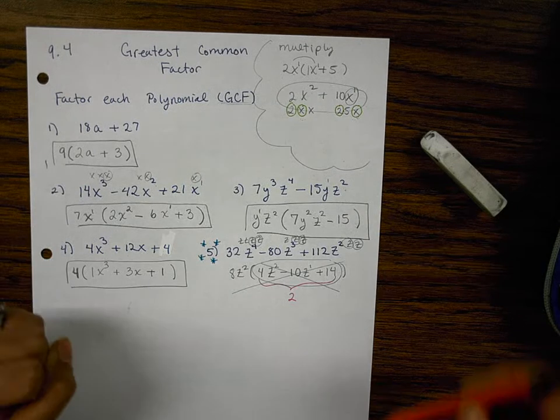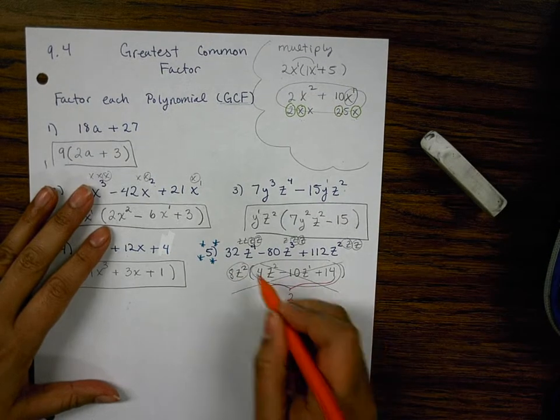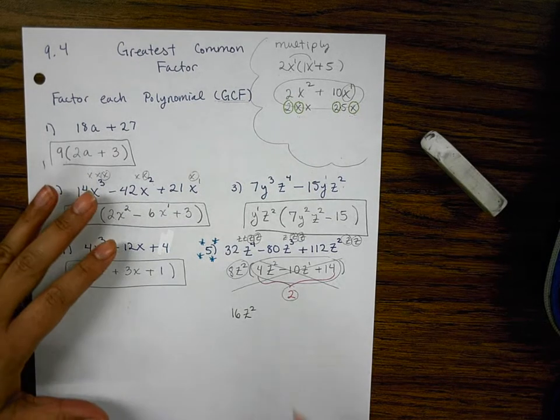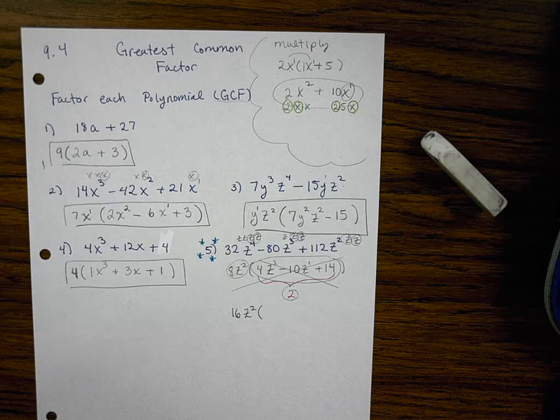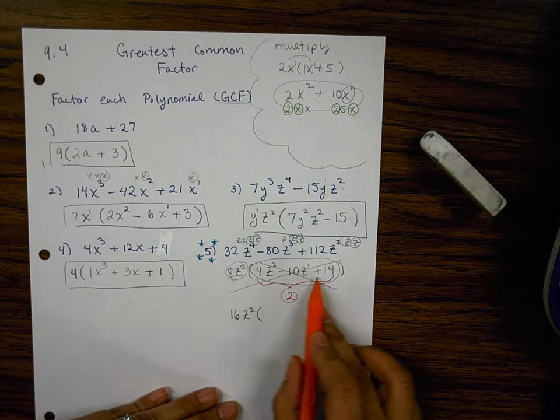Yes, 8 was a common factor, but it's not the greatest common factor. So here's a trick on how to do that. Do your 8z squared times your 2. 16z squared is your true GCF. Now, I don't know if any of you had that to begin with. If you did not, you're fixing it now.